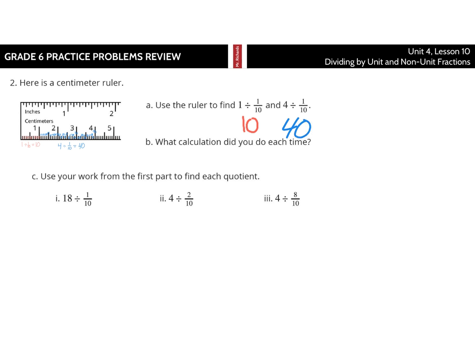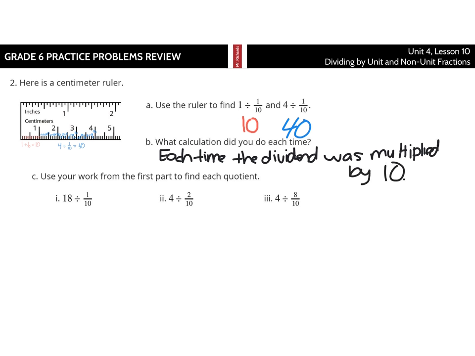Now, what did our calculation do each time? Well, 1 divided by 1/10 was 10. 4 divided by 1/10 was 40. It seems as if each time the dividend was multiplied by 10. And of course, the dividend is the first number here. So it was 1 times 10 and then 4 times 10. The dividend was multiplied by 10.